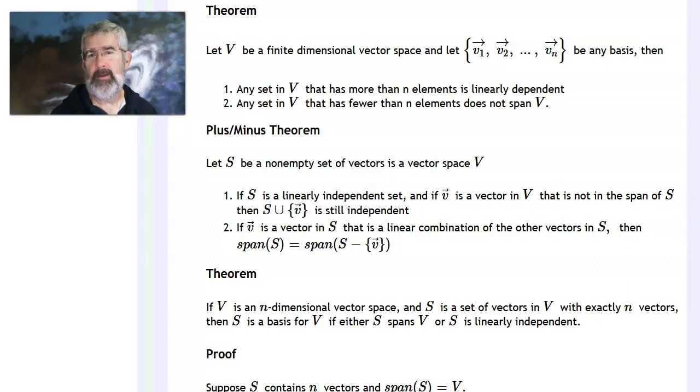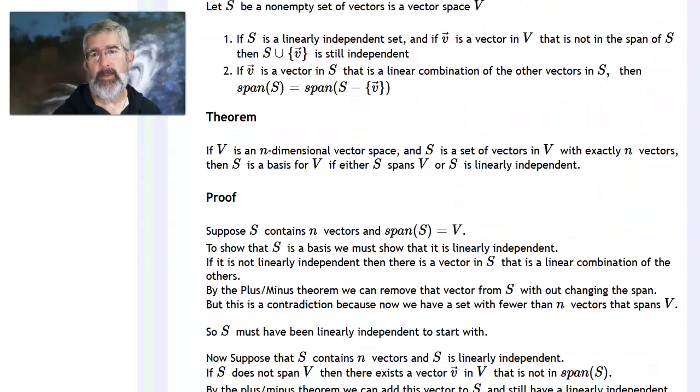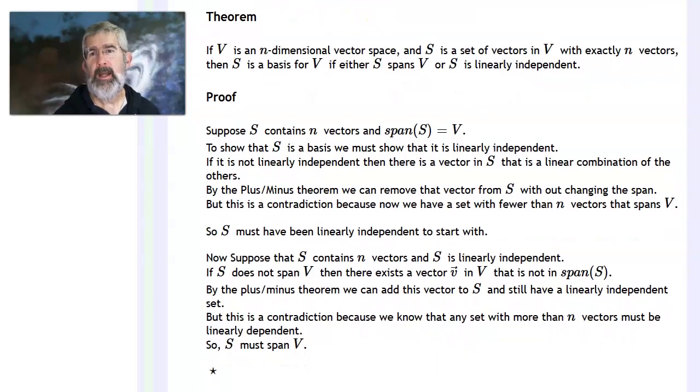Now here's a new one. If V is an n-dimensional vector space, and S is a set of vectors in V with exactly n vectors, then S is a basis for V if either S spans V or S is linearly independent. Right? To be a basis, you need to do both. You need to span the whole space and you need to be linearly independent.